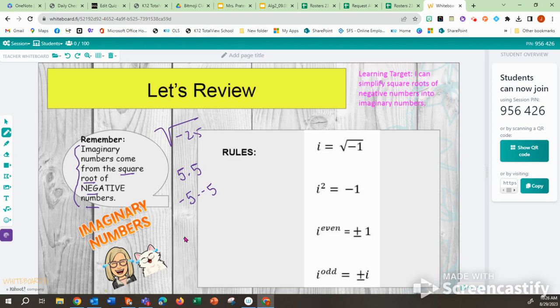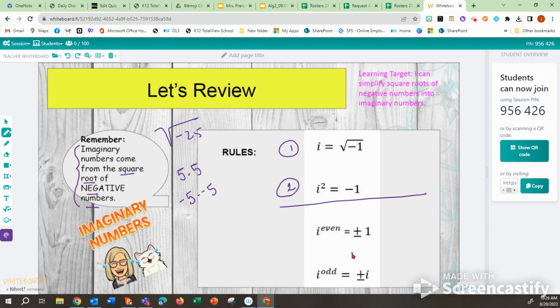So a new set of numbers were developed called imaginary numbers because we needed a value for the square root of a negative number. So basically, to me, there are really 2 main rules. And then these other 2 are just kind of developed off of the 2 main rules.